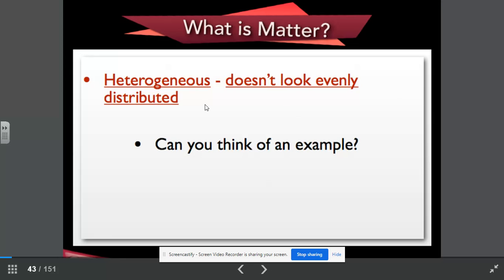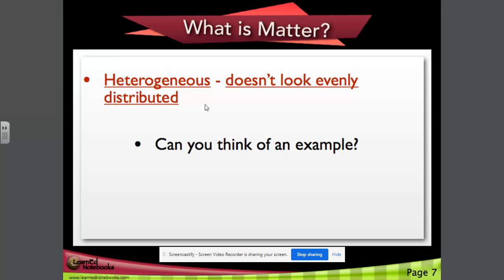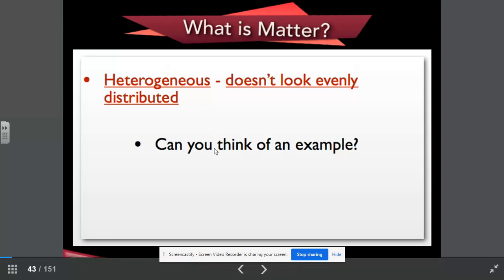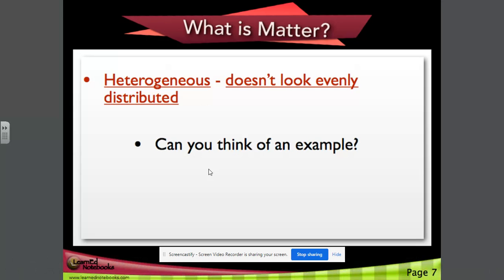Heterogeneous doesn't look evenly distributed. Can you think of an example? For example, have you ever mixed sand and water? You shake up the jar really well, you can see it swirling around, but you can definitely distinguish between the sand particles and the water. Once you leave it sitting for a while, the sand will fall to the bottom, and the water will stay at the top.